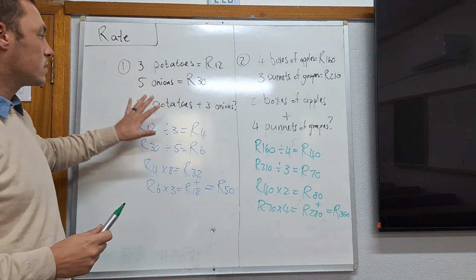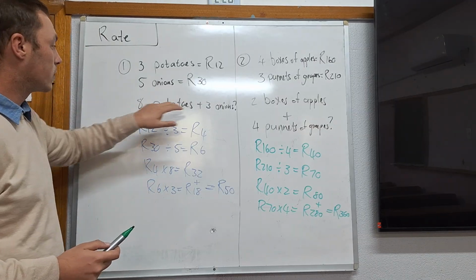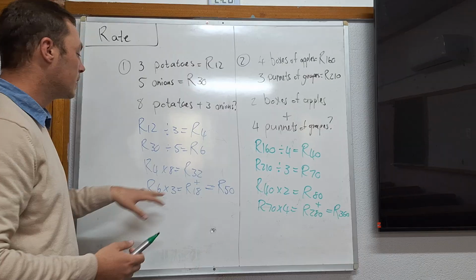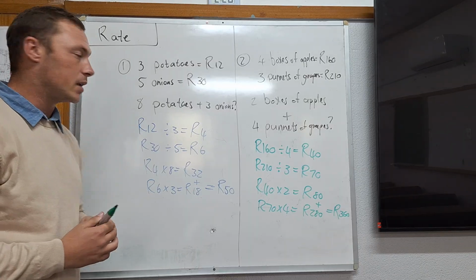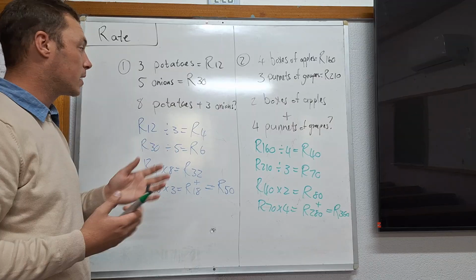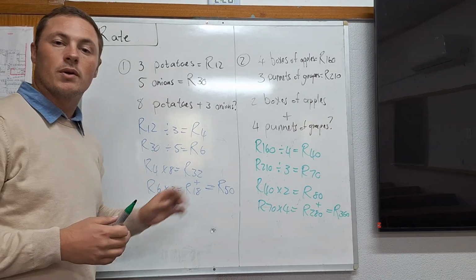So quite easy and simple. Determine the value of one item, multiply by the total that they give you, or that you are going to buy or going to spend, and then add them up at the end. Maybe 2 items, sometimes it could be 4 items, just to make it a bit more difficult. The process will always remain the same.